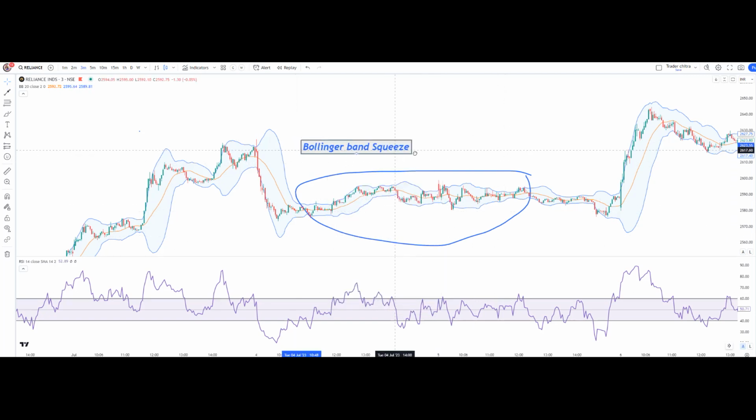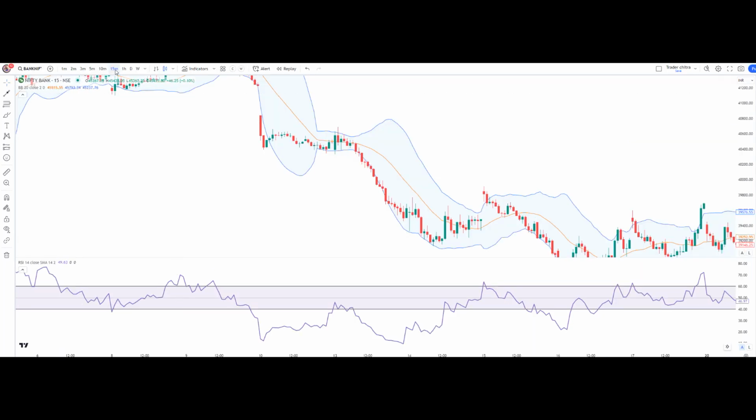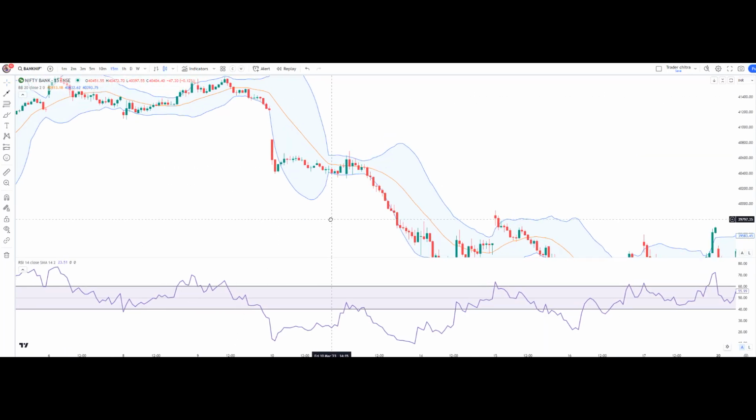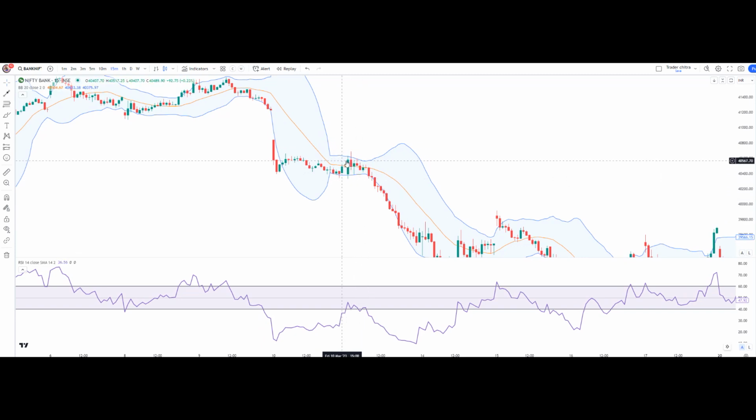Okay, so Bollinger Band skews means price is in the consolidation phase, or we can say a sideways market. This is the Bank Nifty 15 minutes time frame. We can see one example for the breakdown. So here the price is within the range, that is, price is consolidating.